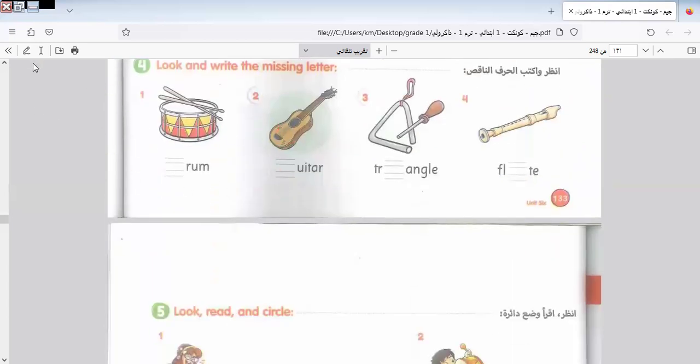Here we have missing letters. If you keep the vocab, you can answer this question. Okay, here is drum and here is guitar. I answer 2 of them, and I will leave the rest to do by yourself after keeping the vocab. Let's continue the rest of the exercise.